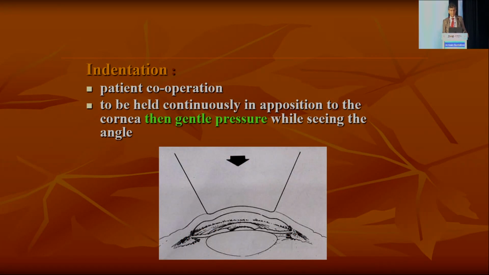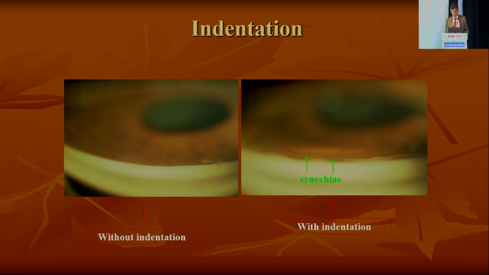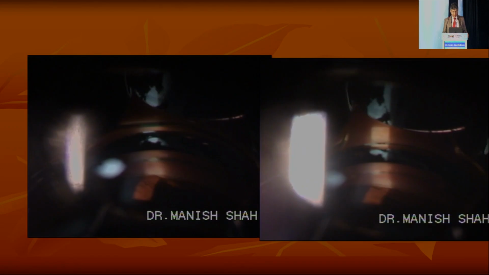And once you push the cornea a little back, it squeezes the aqueous into the angles and the iris moves backwards, and you can see. So here is a picture where you can see that nothing in the angle is visible. And when you indent, you can see some synechia, and in some regions the angles are opening. This information is very useful for your long-term treatment.